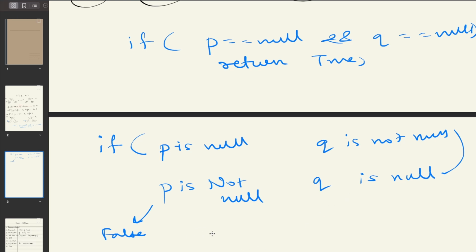It means that there's nothing in the p node, but q is not null. q might be referring to some data. If p is referring to null, then obviously these are not the same, because neither the data nor the structure is matching. Similarly, if p is not null and q is null, then also they cannot be considered the same. So how do I put this in code?